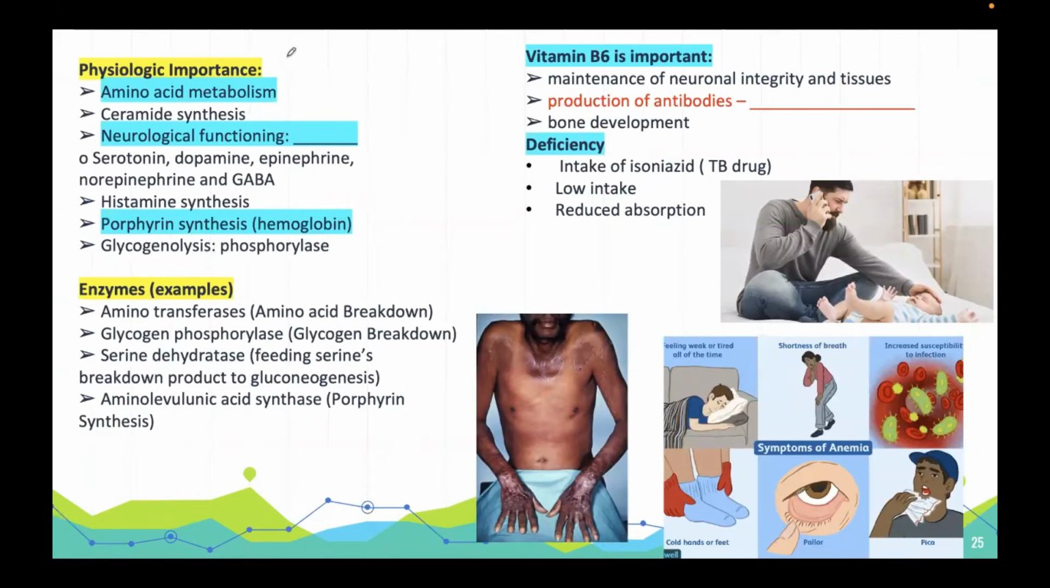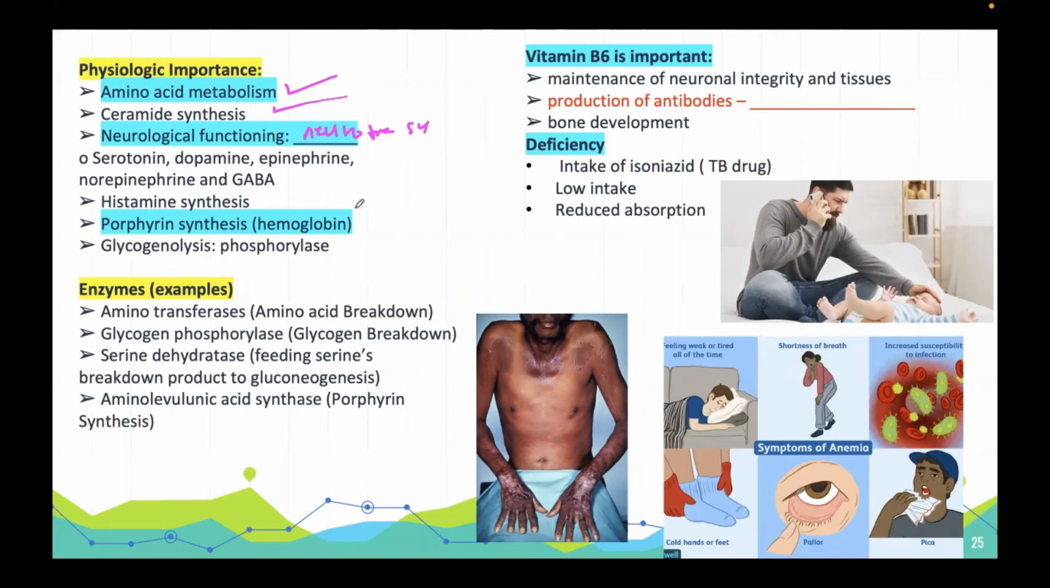So, for the physiologic importance of your vitamin B6, tandaan, it is involved in the amino acid metabolism, ceramide synthesis, and for your neurological functioning, mainly because your vitamin B6 aids in the production of your neurotransmitter synthesis. That's why it is important for your neurological functions. Okay? It is important in the synthesis of your serotonin, your dopamine, epinephrine, your norepinephrine, and then your GABA. Its importance also involves the histamine synthesis.